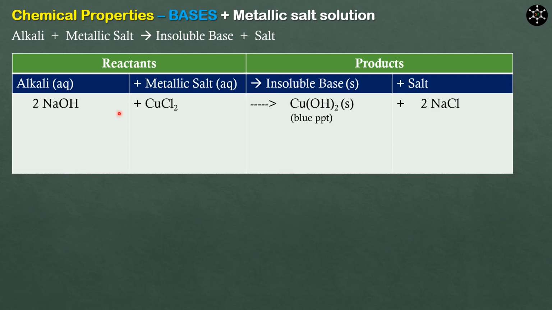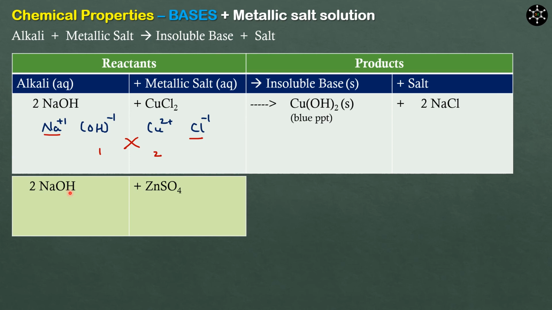To write down these products, we just have to exchange the ions between reactants. Sodium is +1, hydroxyl is -1, copper is 2+, each chlorine is -1. If we exchange the ions, Na+ will combine with Cl-, giving NaCl salt. Cu2+ will combine with hydroxyl. Cu2+ valency is 2, hydroxyl valency is 1. If we exchange, we get copper 2 hydroxide, which is a blue color precipitate.